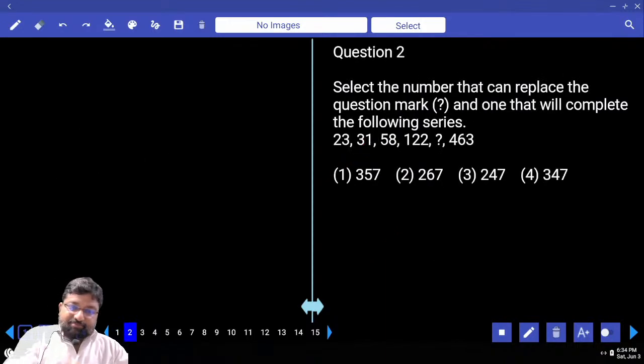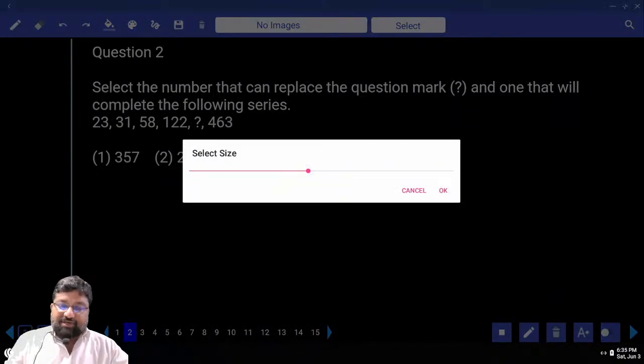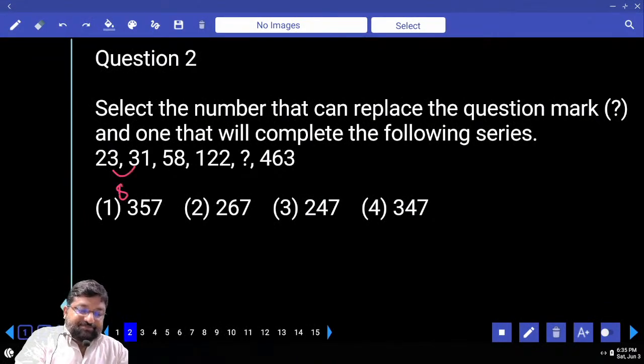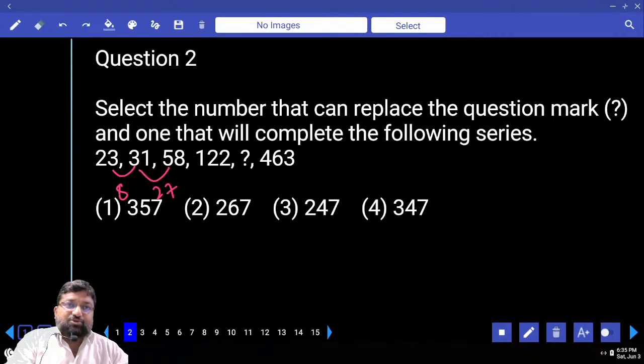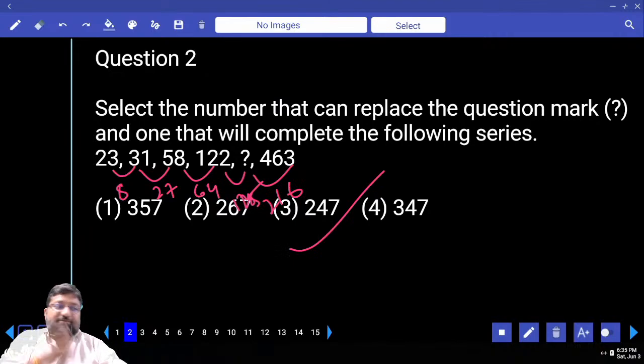Yes. Simple. Now the next question, a series. Tell me whether the series is in increasing order or decreasing order. Increasing order. Do you see a huge increase or a gradual increase? Gradual increase. Let's go for the difference. 8. Next is how much? 27. 8 and 27. Story closed. They are all cubes. Is the next 64? Yes. After that it should be 125. Next should be 216.